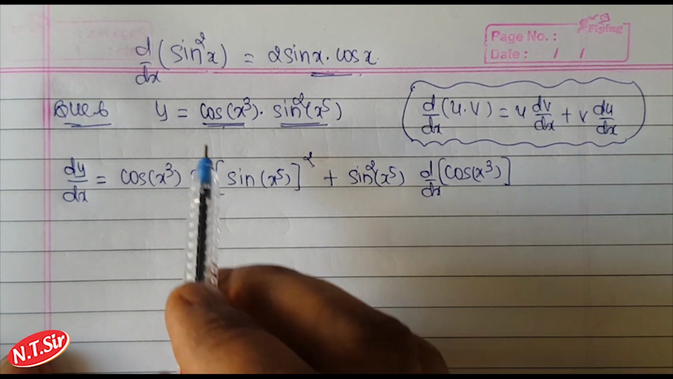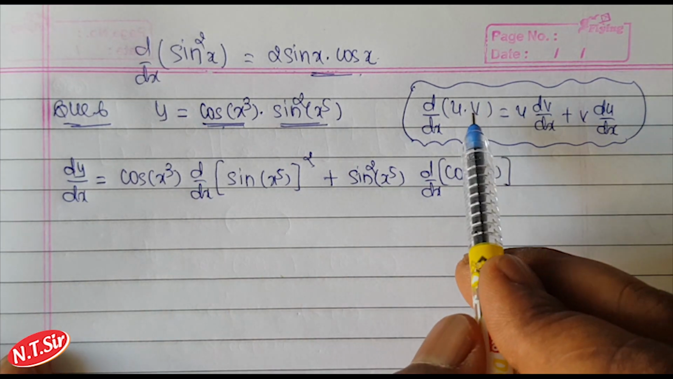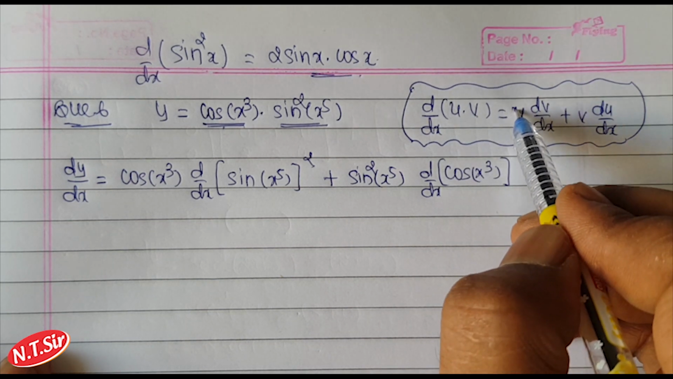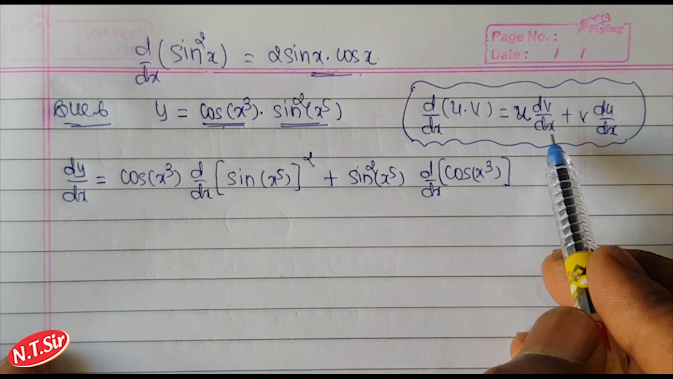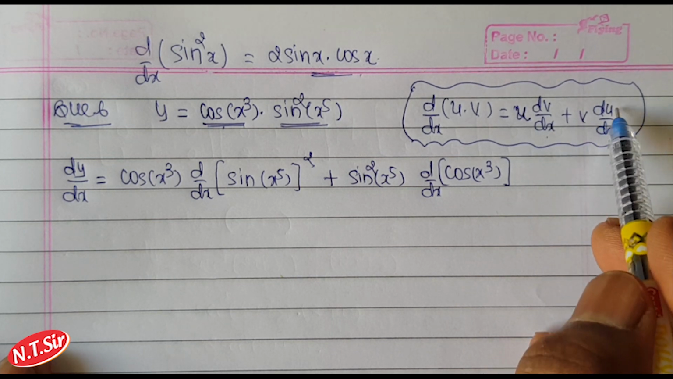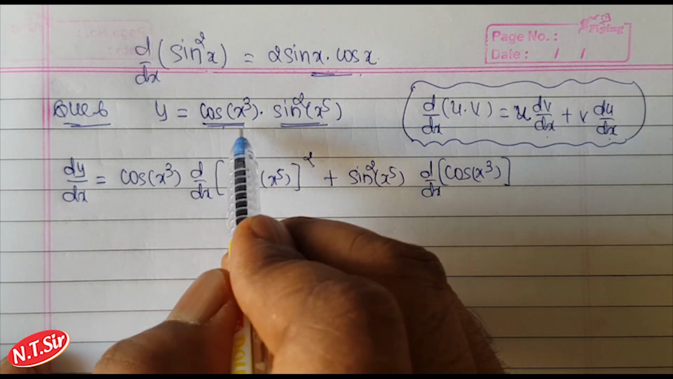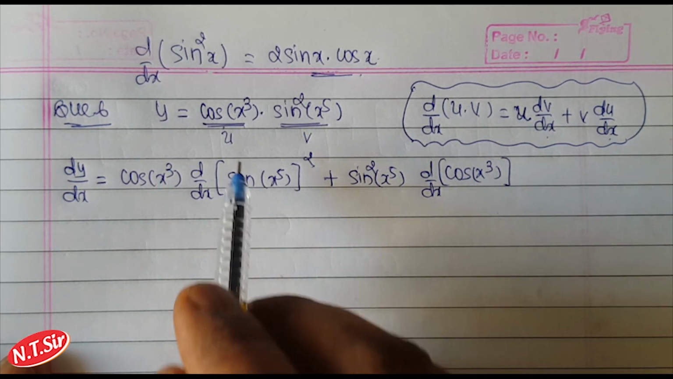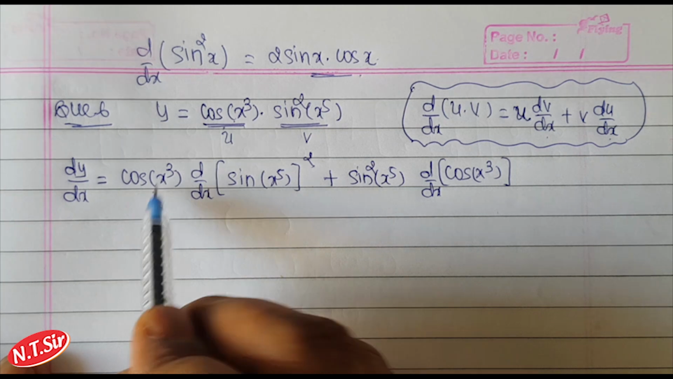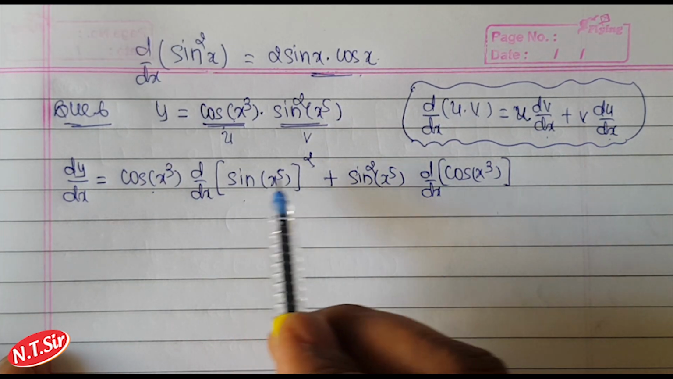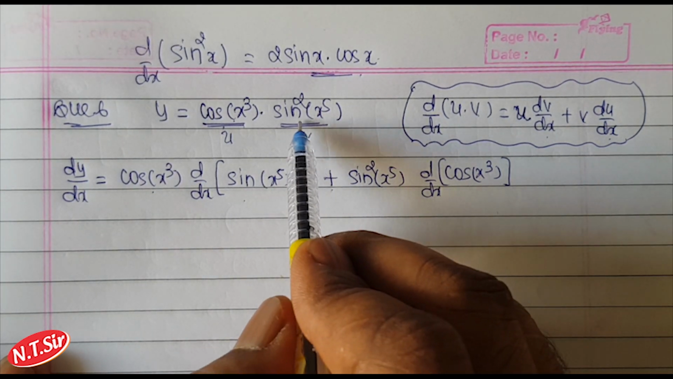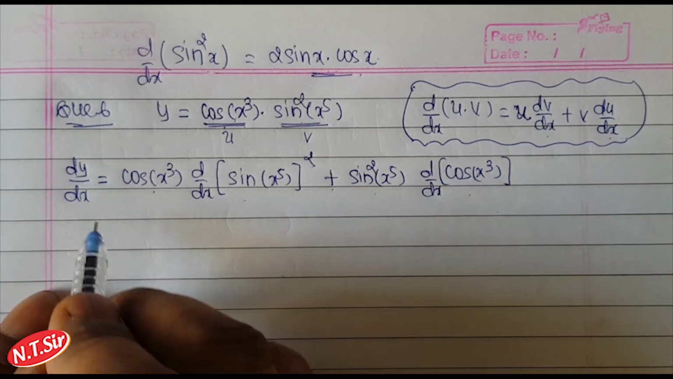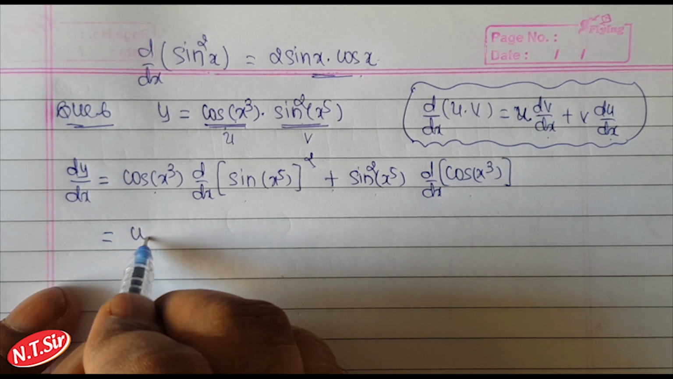Got it? d dx of u into v is equal to u into dv by dx plus v into du by dx. So here this is our u and this is v. So u as it is, derivative of this, plus the v as it is and derivative of this. Now this is cos x cube.